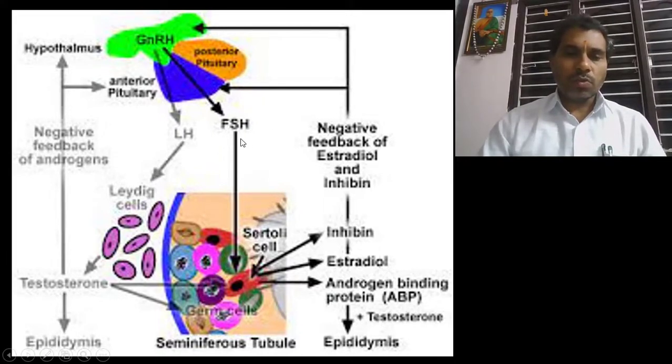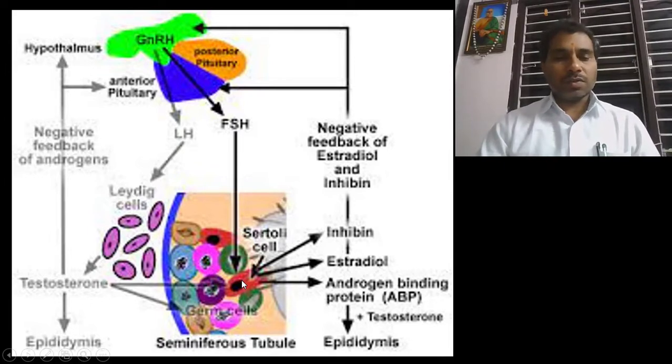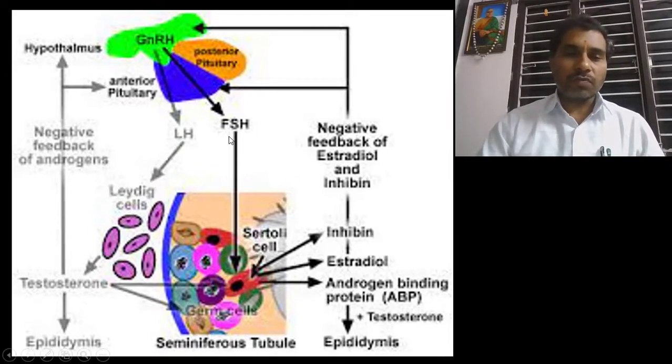In the male, follicle stimulating hormone enters the blood, and from the blood it enters the region of the testis, and from the testis it acts on those particular cells. These cells help in the spermatogenesis process. So that is the main important function of FSH in males.